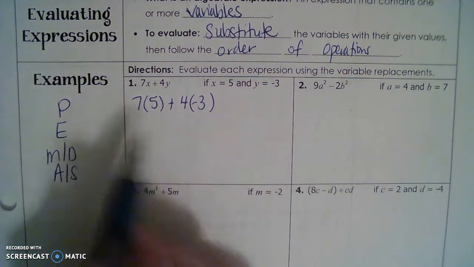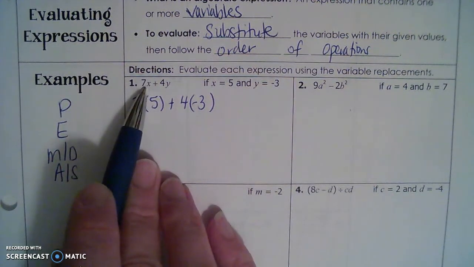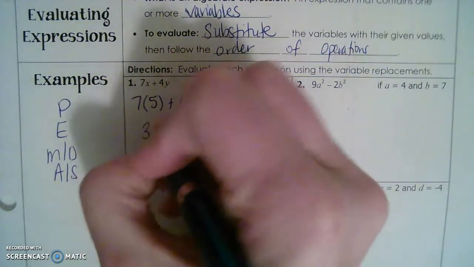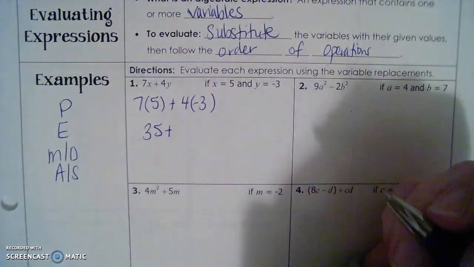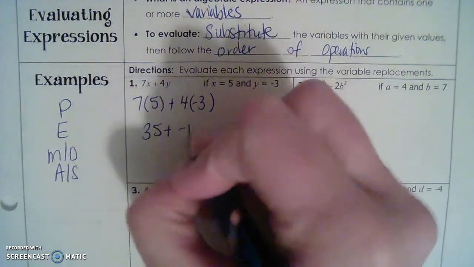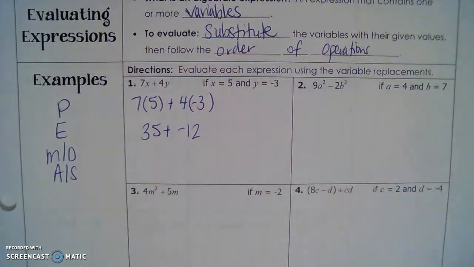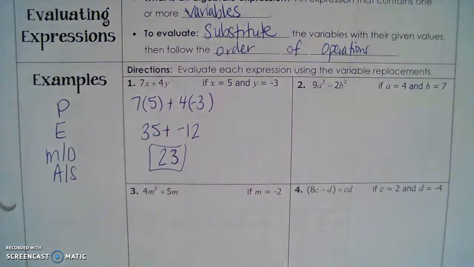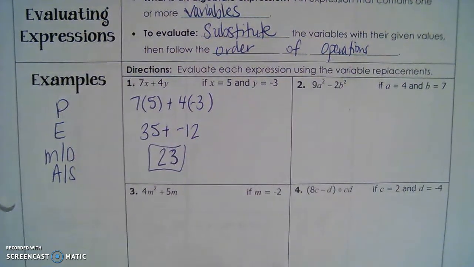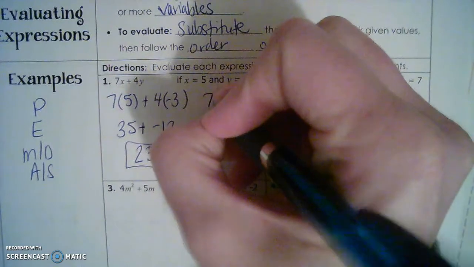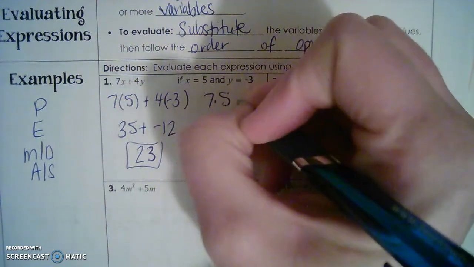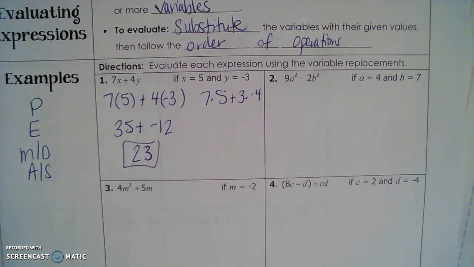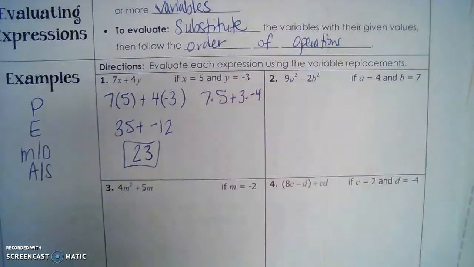So you have to remember that 7x means you're multiplying, even though there's not a multiplication sign. So 7 times 5 is 35. You can bring down the plus sign. 4 times -3 is -12. So 35 plus -12 gives us 23. Should be our final answer. If you didn't want to use the parentheses, you could do multiplication signs with the dots. 7 times 5 plus 3 times -4. And it would still work even with the multiplication sign. So that's up to you.